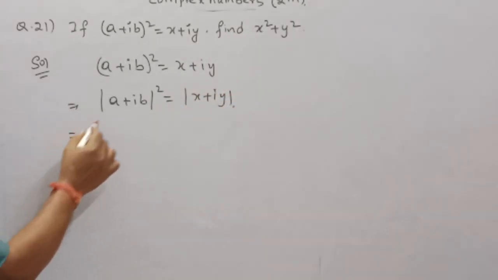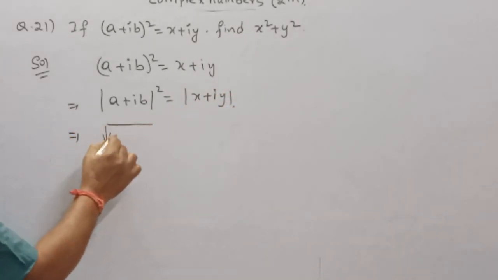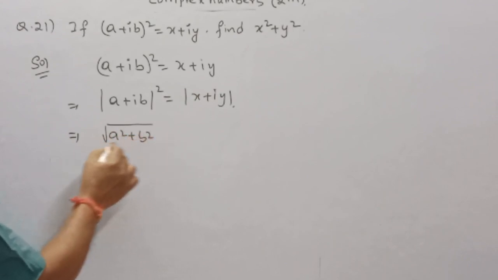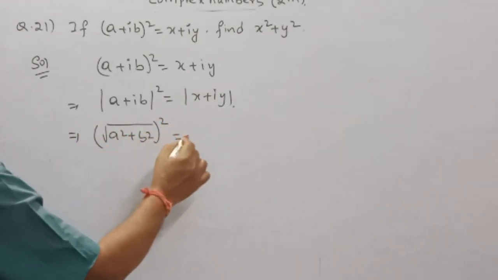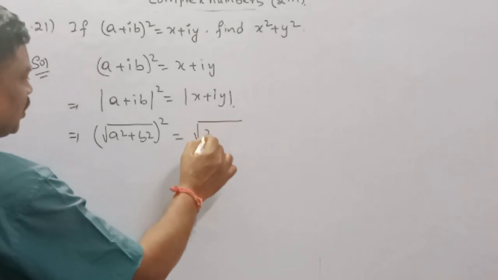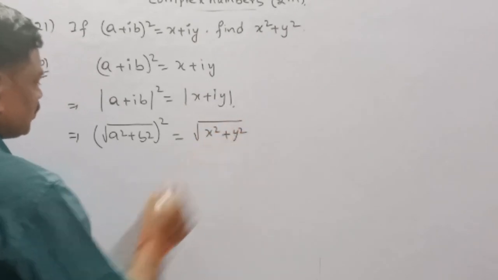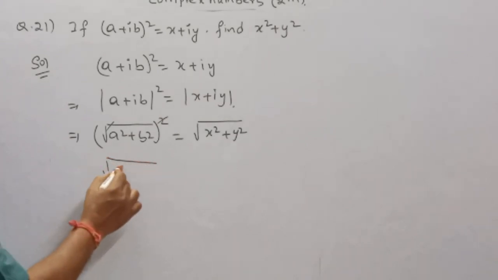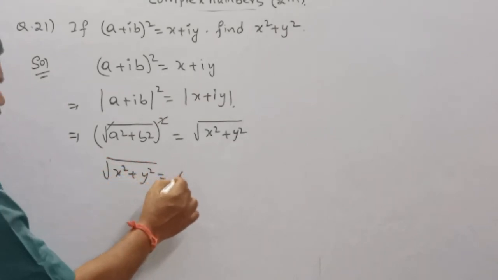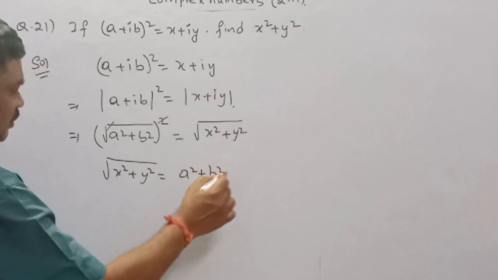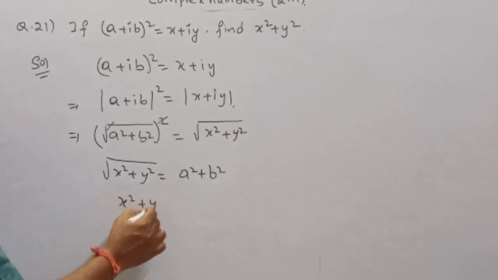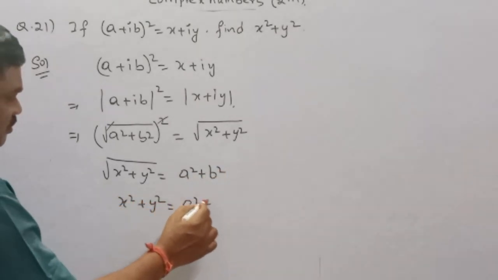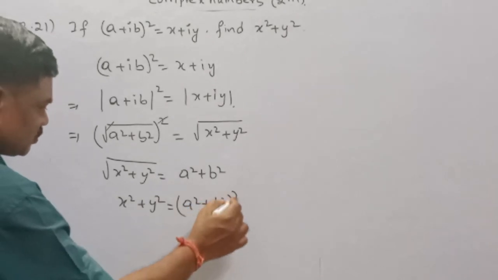This can be written as (√(a² + b²))² equal to √(x² + y²). The square root cancels. √(x² + y²) is equal to a² + b². Then x² + y² is equal to (a² + b²)².